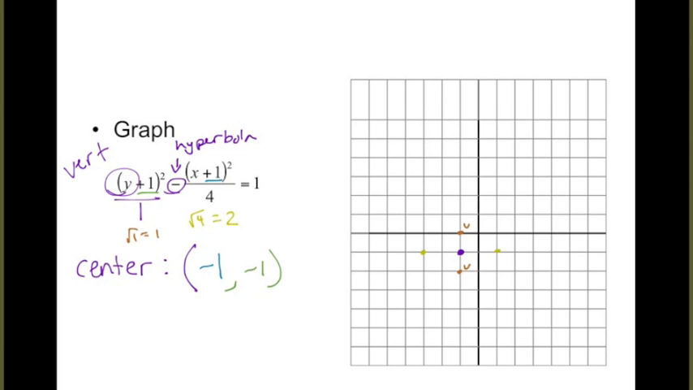And then what do we do for our hyperbola? Draw a square. Connect them with a rectangle. Then we draw in the diagonals of that rectangle, which define our asymptotes. And the curve then follows those asymptotes and hits the vertices.